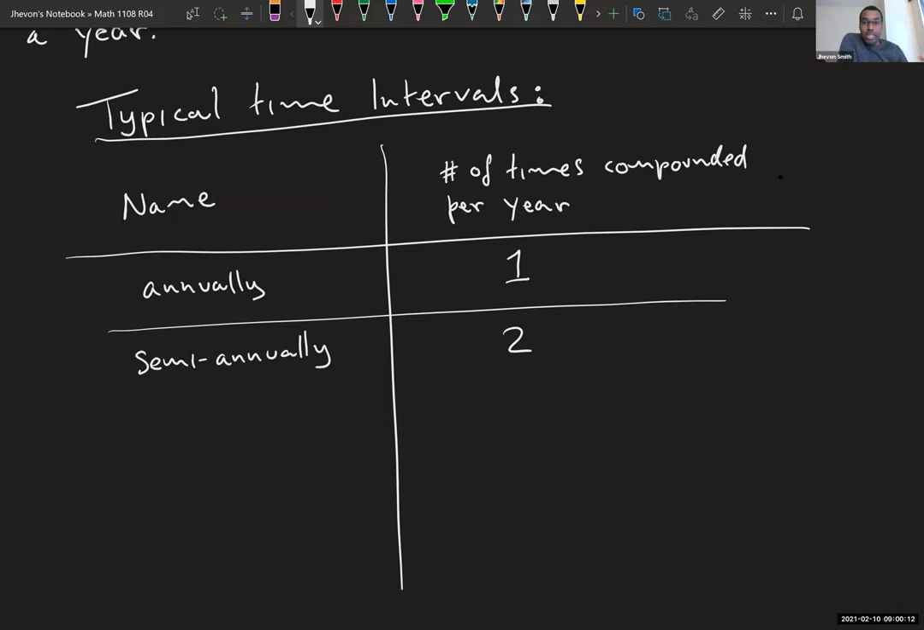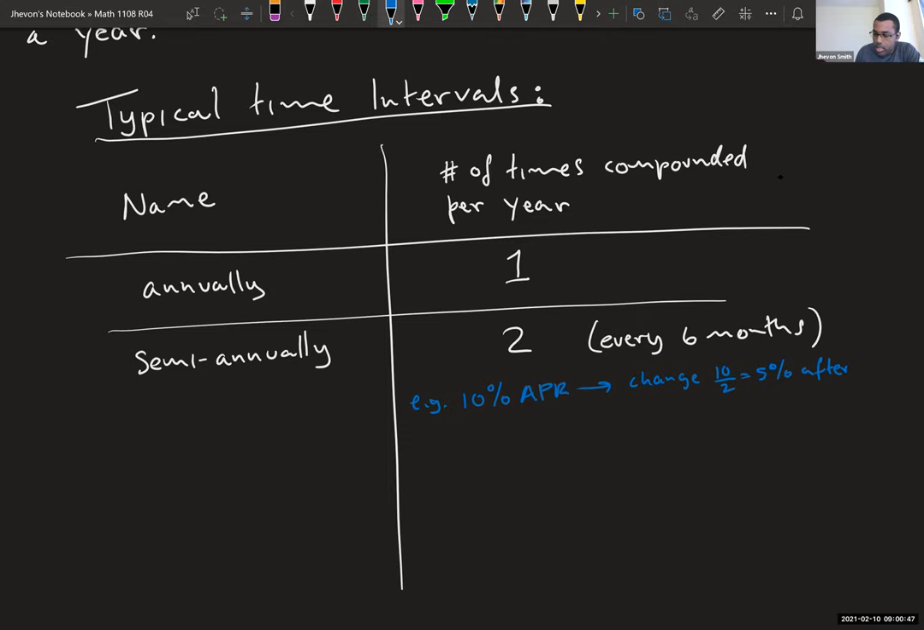So what they do is they would take the interest rate, they would divide it into two parts, and then they charge you each part at 2 points in the year. So usually like every 6 months, right? So for example, 10% APR. In this scenario, they would charge 10 over 2 equals 5% after 6 months.